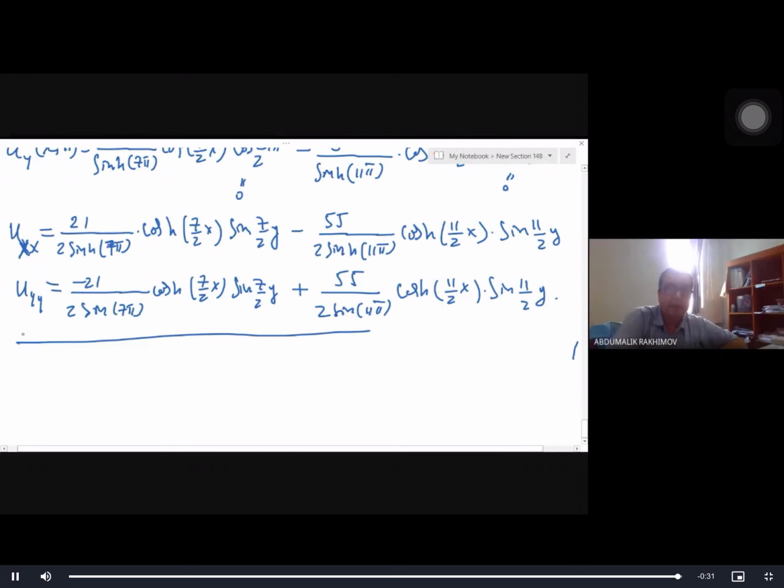Now you can see that when you add them, u_xx plus u_yy will be equal 0. So we found the solution of this equation, which satisfies the given 4 boundary conditions. Any questions?